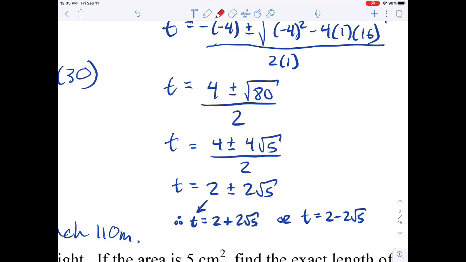But if we think about this second one for a moment, 2 multiplied by root 5 is going to be a number larger than 2. So in other words, we're taking the number 2 and subtracting this piece, which is bigger than 2, which means overall, the second solution that we found is actually totally negative.